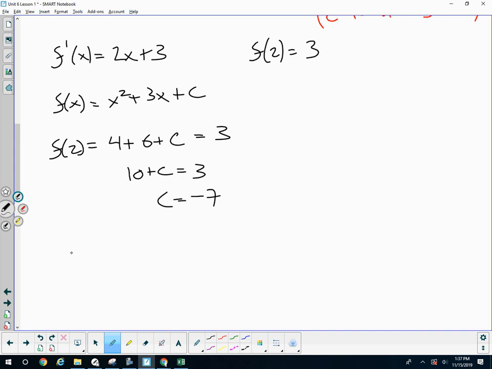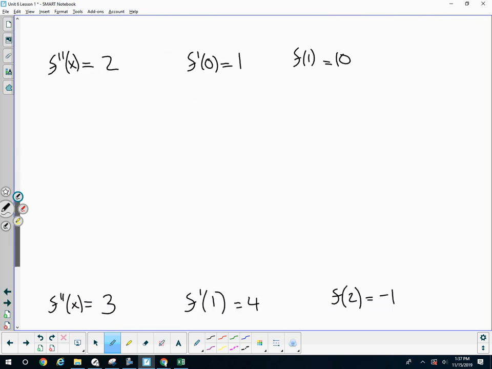Here, c is negative 7. My solution is x squared plus 3x minus 7. That particular function has the point 2, 3, and the derivative 2x plus 3. Okay? All right. Well, those seem easy enough. Why don't I give you a second derivative and ask you to find f of x?